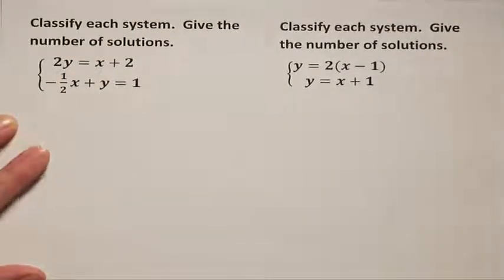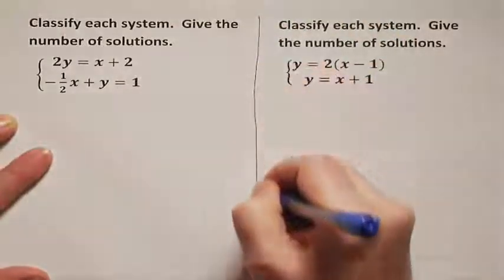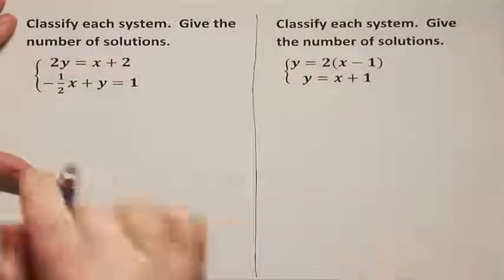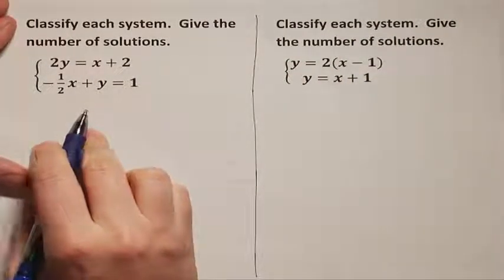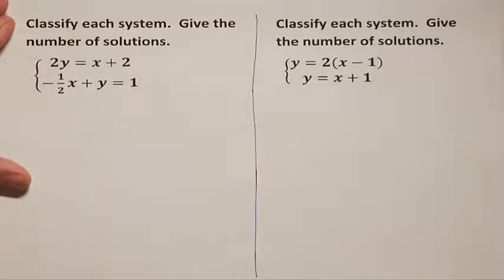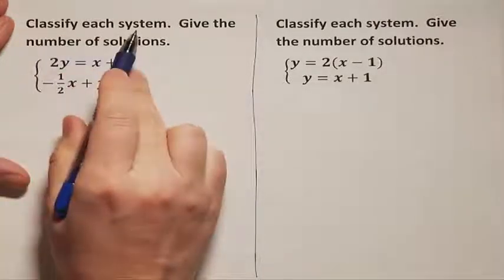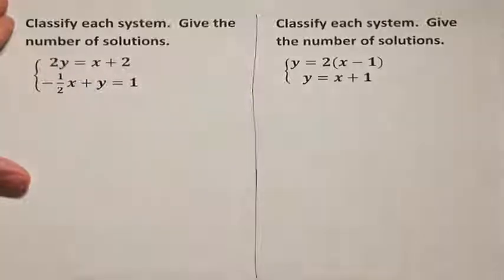So we have two equations, and I need to split them right down the middle. So this problem right here, I was given a system of equations. I want to know how to classify it and how many solutions they actually have. I want to know which of those three categories this would fall into.